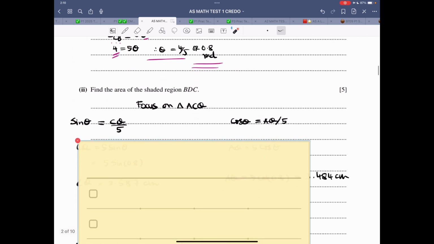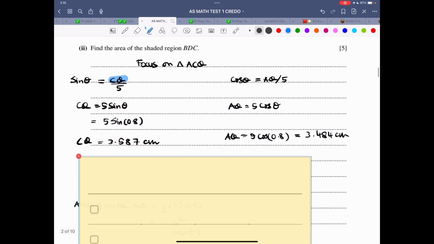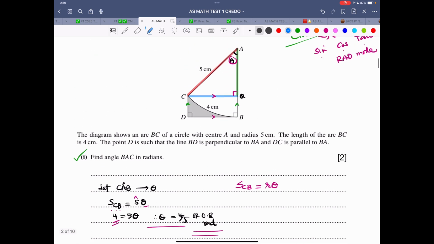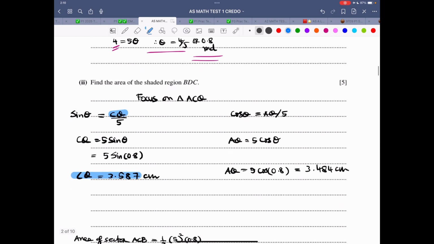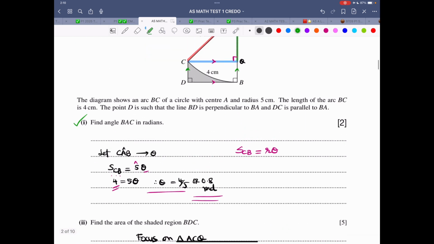CQ is the one in blue color. So let me just highlight the blue color, that is CQ. And then we find what is CQ using the calculator. So CQ is this much. Similarly, AQ is colored in green. So let me grab a green color. Cos theta is AQ over 5. Therefore, AQ is this much. So now once this is done, what else do we need?